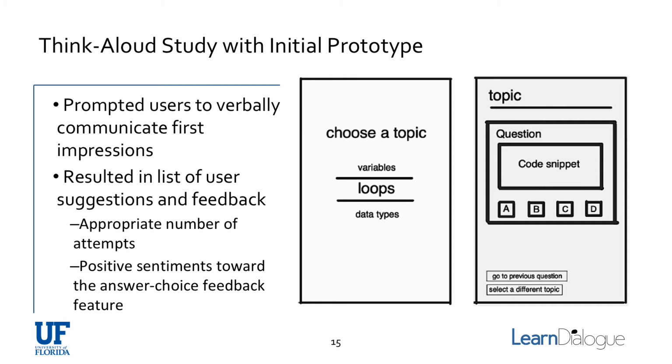From these sessions, we compiled a list of user suggestions and feedback. Unsurprisingly, participants did not mention anything about the number of attempts, so we concluded that 3 was an appropriate number for the 4-option multiple choice format. Additionally, participants had positive sentiments about the feedback feature that gave hints when they answered incorrectly.